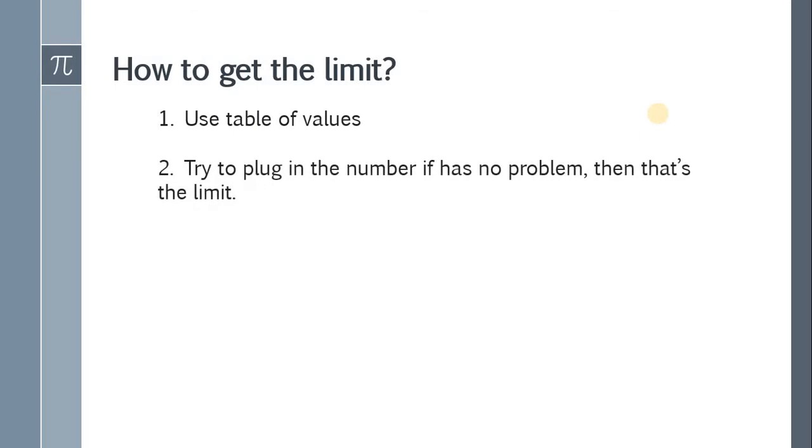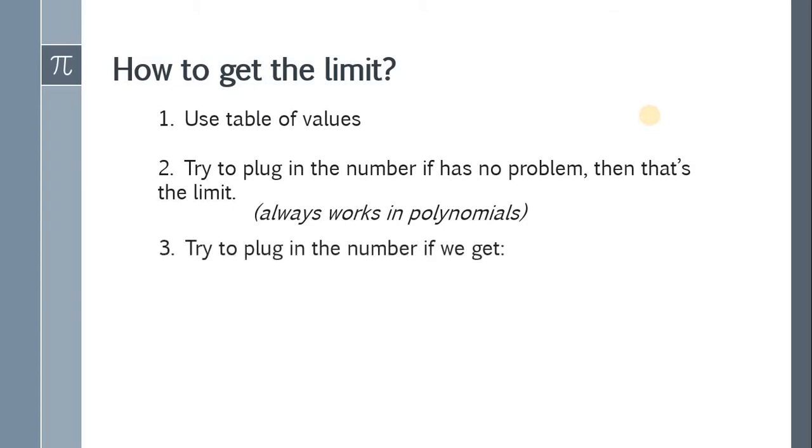Next, another is we need to try to plug in the number and if has no problem, then that's the limit. So, ano yung mga problem? Kapag nag-zero denominator, pag 0 over 0. Kapag wala namang problema, automatic, that's the limit. So, plug in lang natin yung number. And usually, ito ay true for all polynomials. Okay? Next, yung pangatlo, try natin i-plug in yung number and posibleng makuha natin ay 0 over 0.